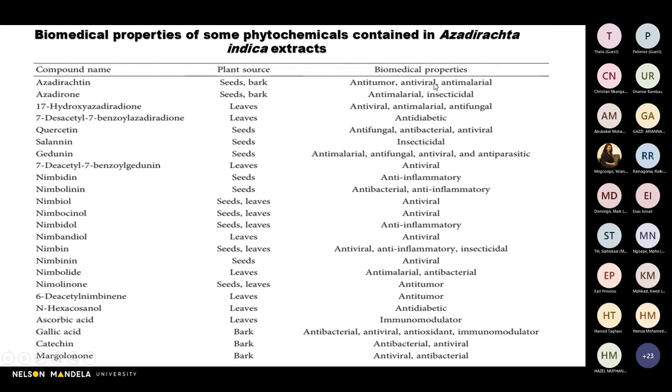Besides azadirachtin, other compounds that have antiviral properties are quercetin, which is extracted from the seeds. You also have gadolinium, which is also extracted from the seeds and also has antiviral properties. And besides these, you have nimbiol, which is extracted from the seeds and the leaves. You have nimbosinol, which is extracted from the seeds and leaves. And in a nutshell, most of these phytochemicals have properties of biomedical importance.